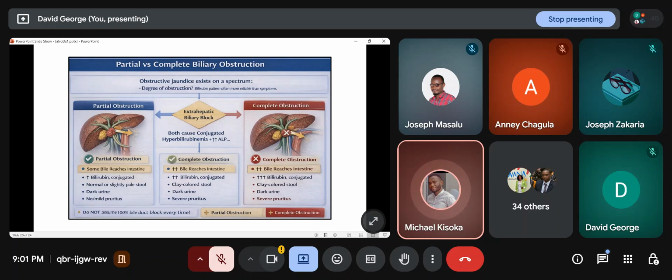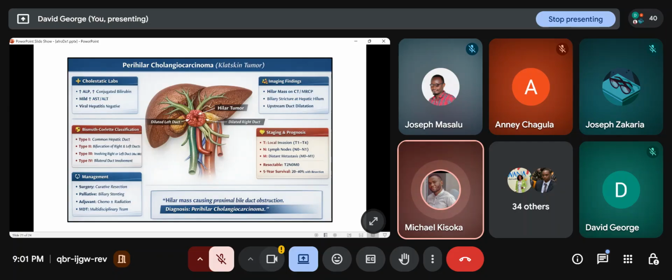If you appreciate the partial obstruction part, here the patient might not have pruritus or itching skin, and from the other angle, they can also have a normal stool color if they have a partial obstruction. If there is a complete obstruction, this is what is commonly taught in our medical school: clay-colored stool, dark urine color, severe pruritus and other stuff. But this is not the presentation as far as partial obstruction is concerned. So David, let's move on.